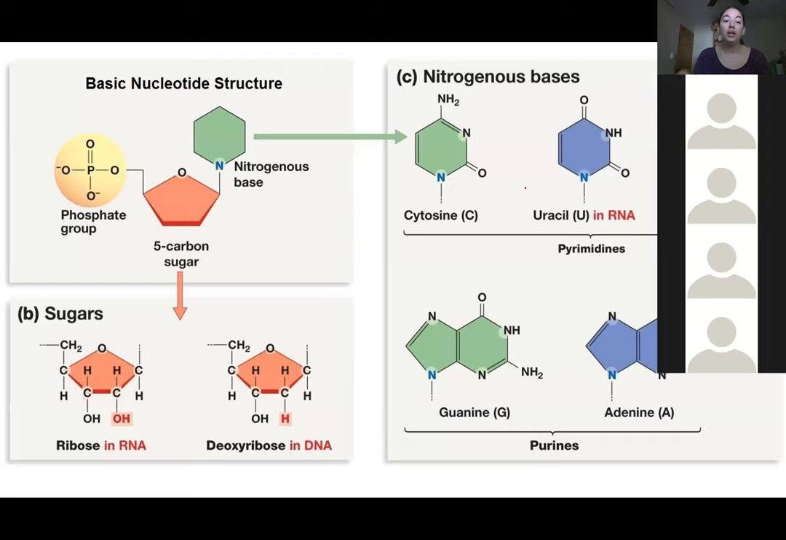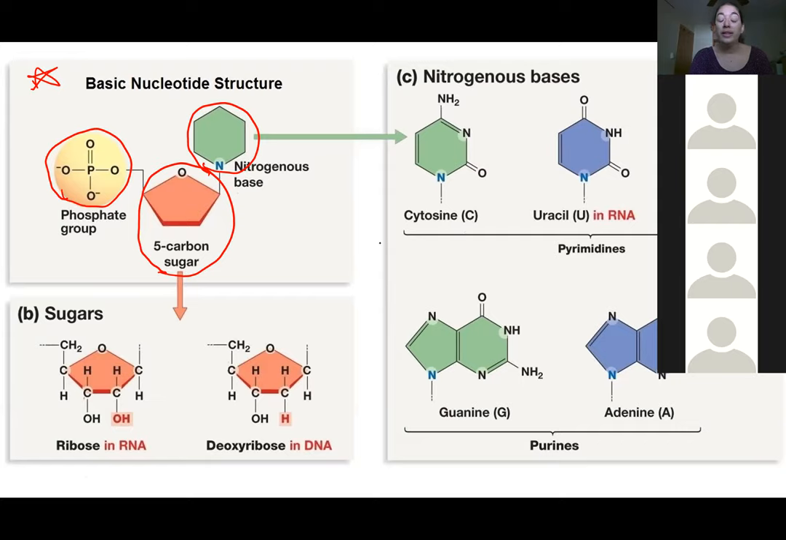So if we're looking here, this first picture is showing you the basic nucleotide structure. So you have your phosphate group, your five carbon sugar, and then your nitrogenous base. What differs between the nucleotides is that nitrogenous base. So, looking at the nitrogenous bases, there are five total. Remember, uracil is only found in RNA, and then conversely, thymine is only found in DNA.